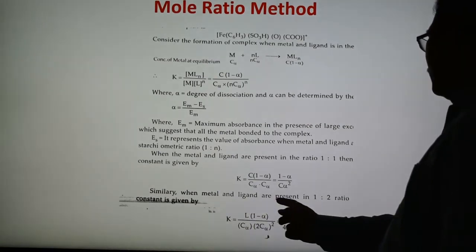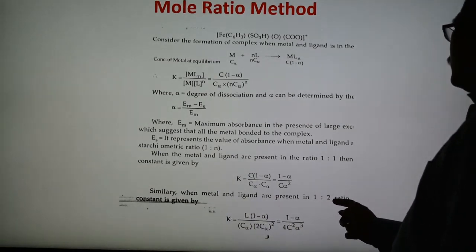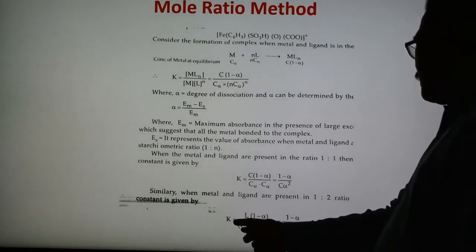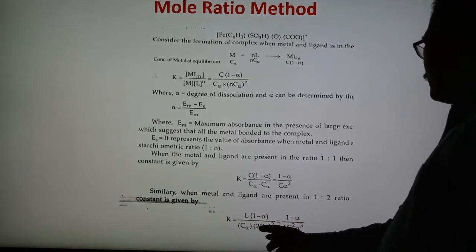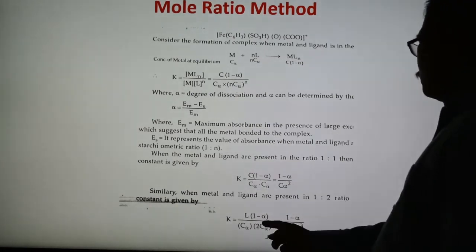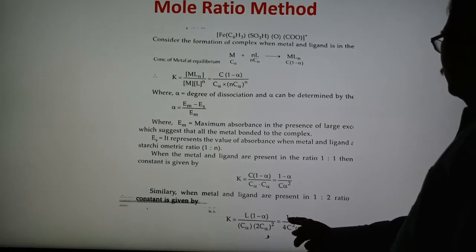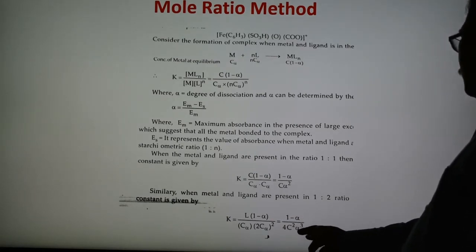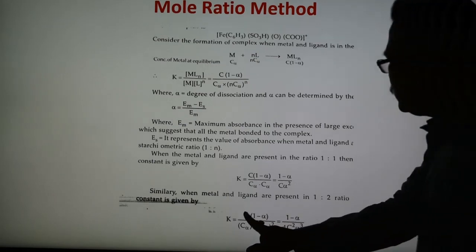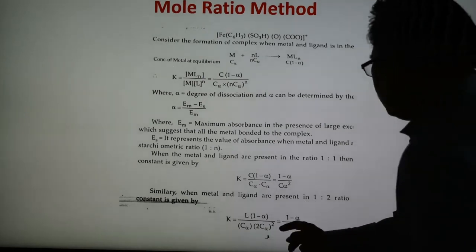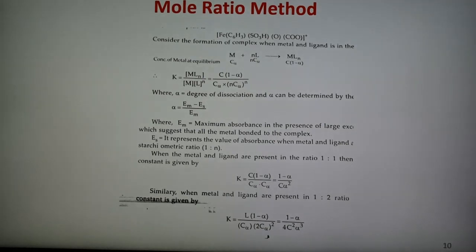Similarly, when the metal and ligand are present in 1:2, that is metal is 1 and ligands are 2, n value is 2, then the stability constant can be determined by this equation. K equals C(1 minus alpha) upon C alpha, and in place of n we have to take 2, so (2C alpha) square. After cancelling the common term, we get (1 minus alpha) upon 4C square alpha cube, because C from the numerator and one C from the denominator can be cancelled. After that we obtain this equation. So by using this equation for 1:2 composition of the complex, the stability constant can be determined for that iron sulfosalicylic acid complex.